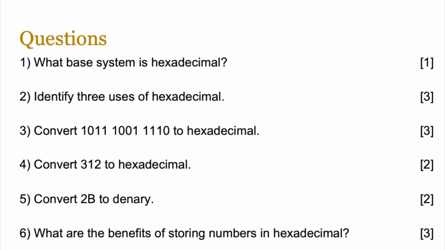And finally, you should be able to answer why we use hexadecimal, what are the benefits of storing numbers in hexadecimal. Remember, never give saving storage space as an answer. They just take up less screen space and make programs easier to debug. Those are the kind of answers we're looking for.